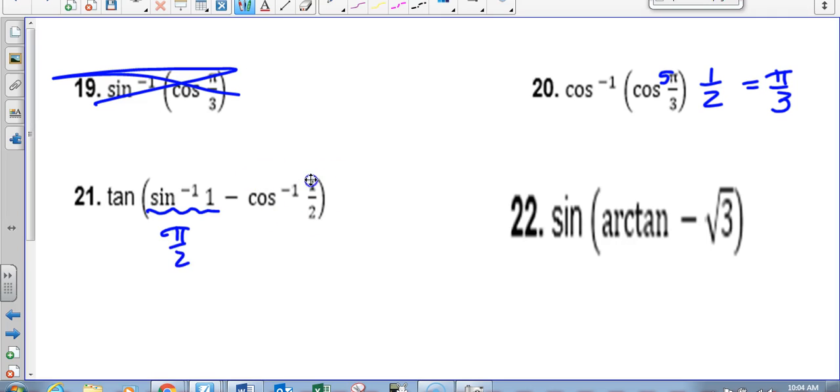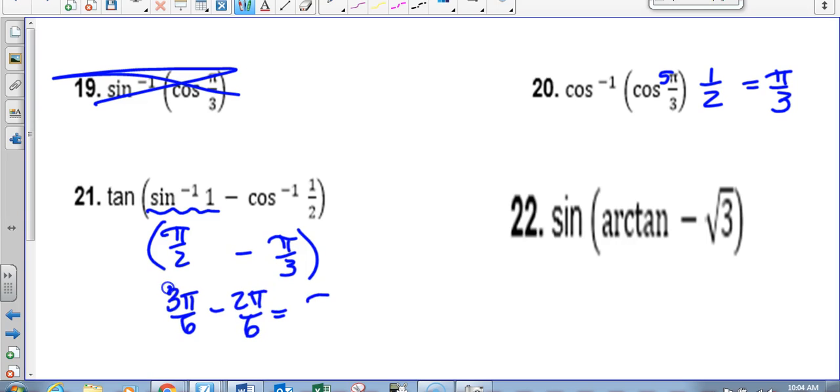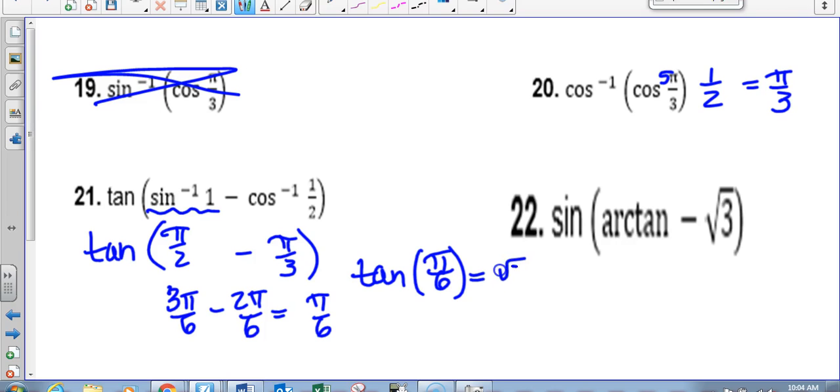Where is the cosine 1/2? It is, okay? This is 3/6 minus 2/6. If you get a common denominator, is 1/6, right? So we simplified in the parenthesis down to 1/6. So what's left to do is to find the tangent of that. And the tangent at pi over 6, anybody? Pi over 6 tangent. Square root of 3 over 3, right?